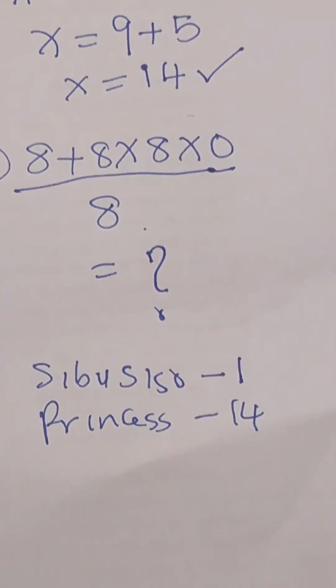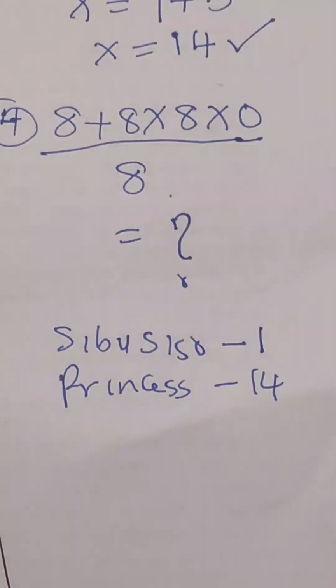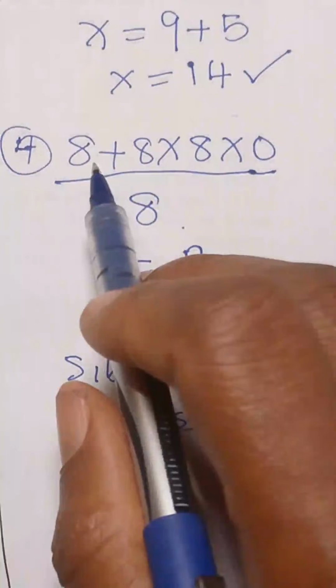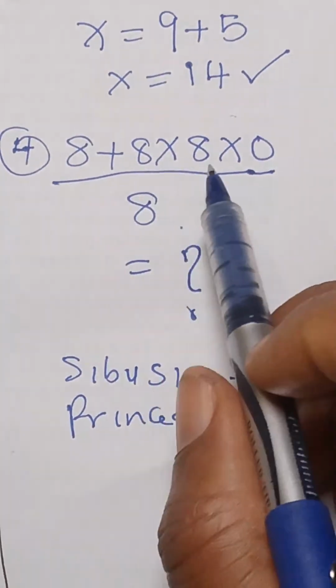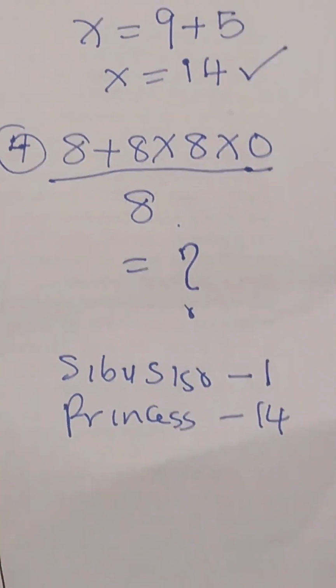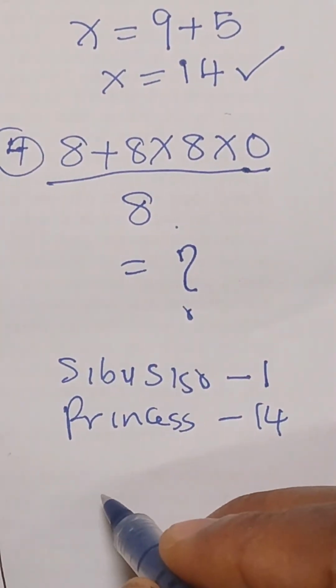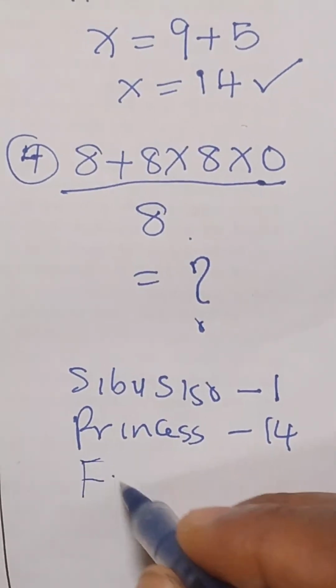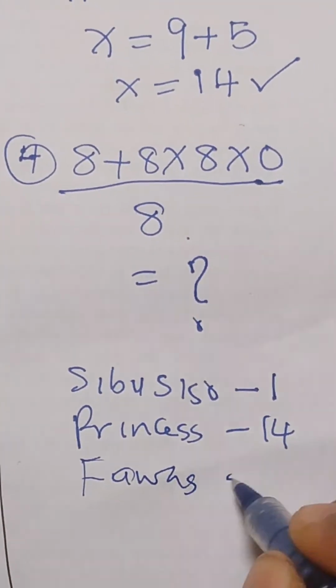You can't hear me? Okay, let me check the volume. Can you hear me now? Please let me know if you can hear me now. We say 8 plus 8 multiplied by 8 multiplied by 0 all over 8 is equal to what? Can you hear me now? Please let me know. So Flowers, 1.